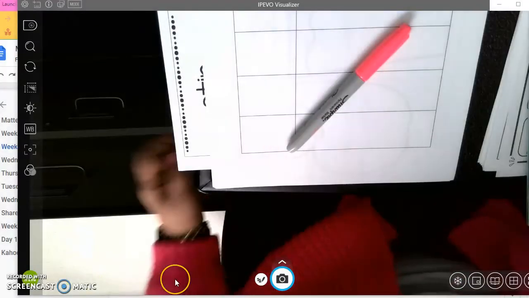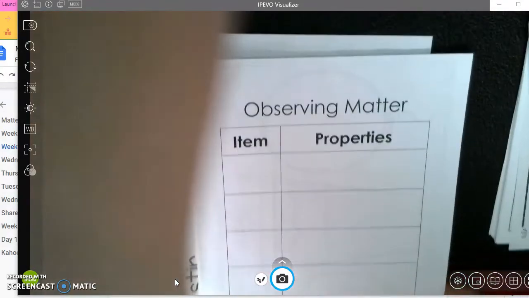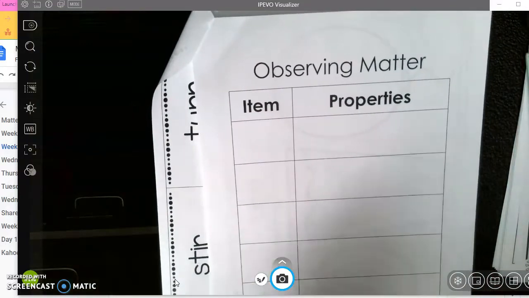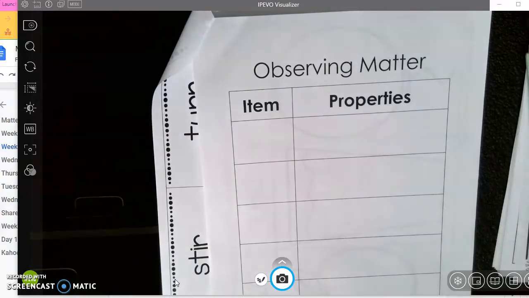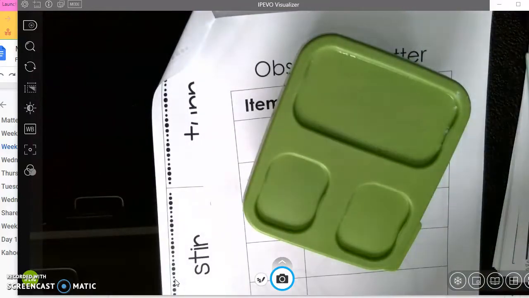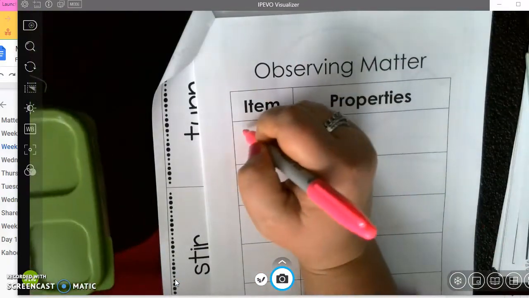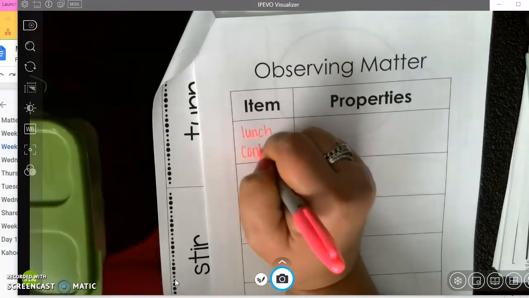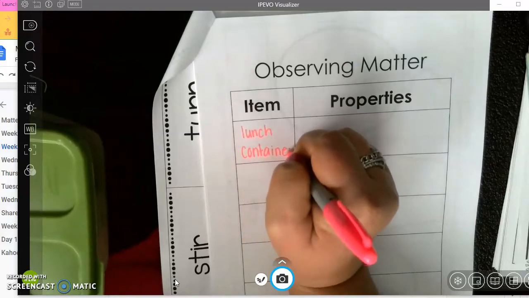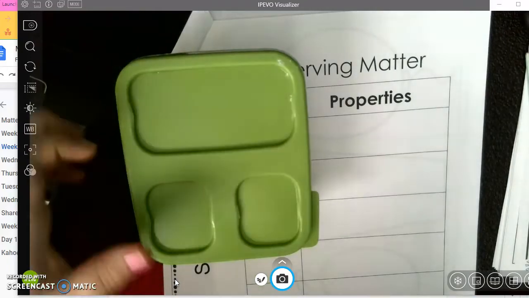So today you're going to be using this page, which you can't see any of. It says observing matter. And what I would like you to do is find different things around your house and talk about their properties. So, for example, I might use my lunch container. Okay? So, for my item, I'm going to say lunch container.